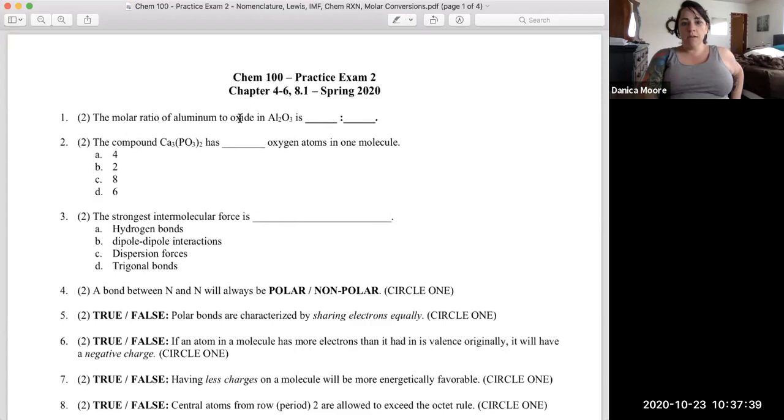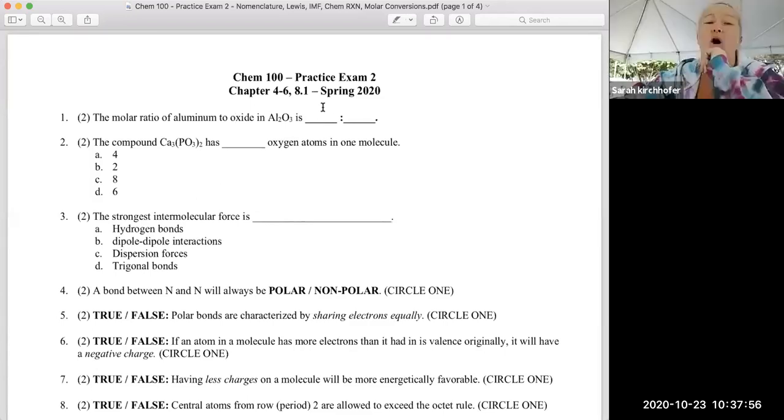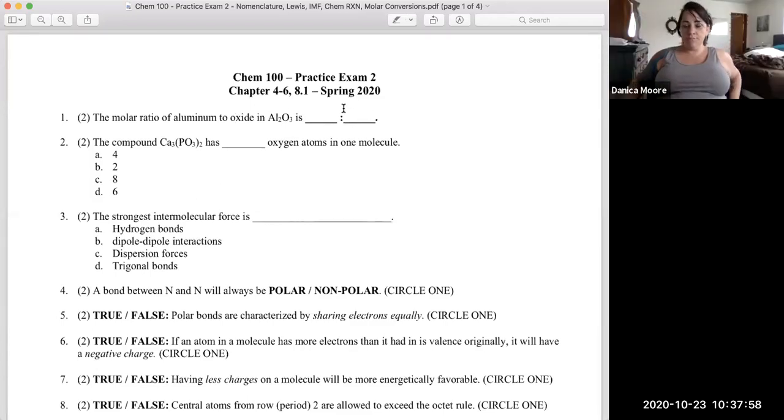So aluminum to oxide, aluminum would be 2 and oxide would be 3. So it's always based on the first element going to the right. Well, it's because of the way that the problem is asked, right? It says aluminum to oxide. Aluminum here and oxide here. Does that make sense? Yep.